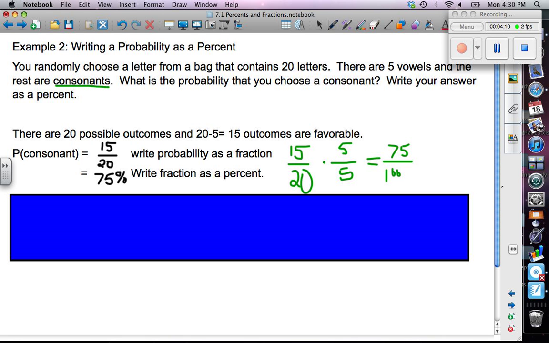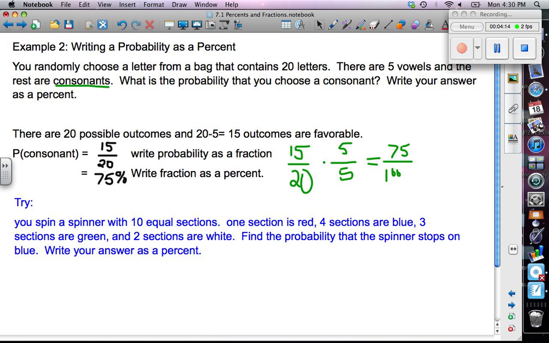So I'd like you to try another practice problem using this probability. So you spin a spinner with 10 equal sections. 1 section is red, 4 sections are blue, 3 sections are green, and 2 sections are white. Find the probability that the spinner stops on a blue section, and then write your answer as a percent. So press pause and give that a try.